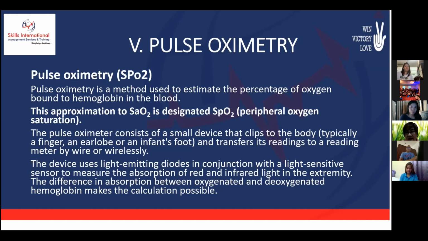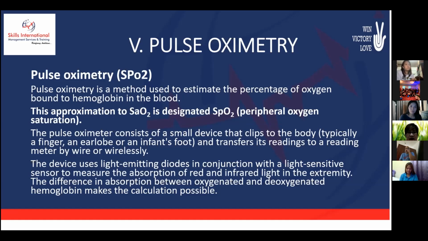O2 sat or SpO2. So the pulse oximeter consists of a small device that clips to the body, typically a finger. So kiniklip natin ito sa ating finger or the earlobe or an infant's foot. Yung mga baby, yung mga newborn, sa foot natin siya nilalagay. Doon yung mga children naman, pwede rin doon sa earlobe, and doon sa talagang adult, doon na sa finger. And it transfers its readings to a reading meter by wire or wirelessly.